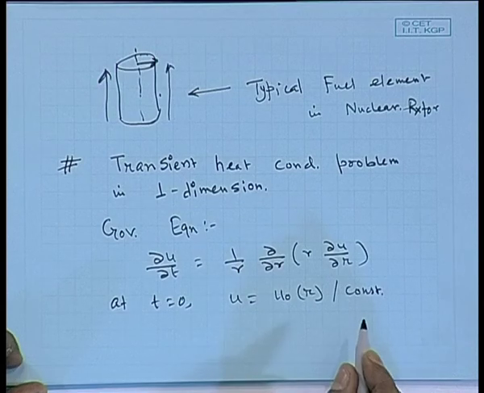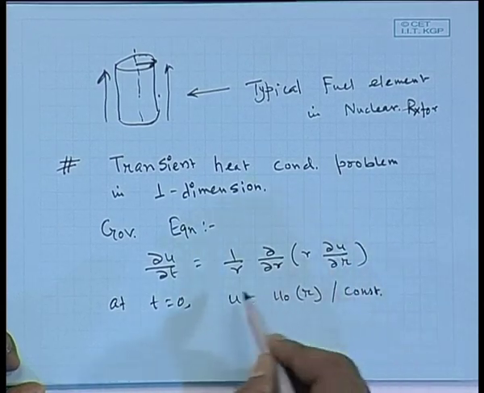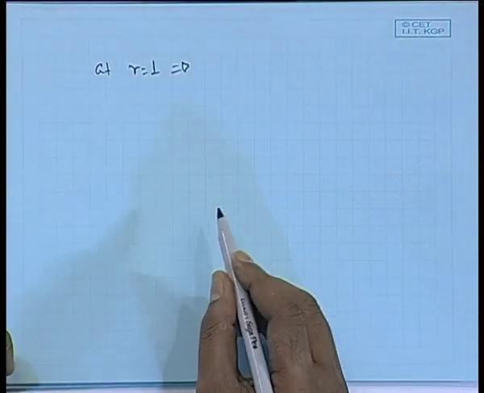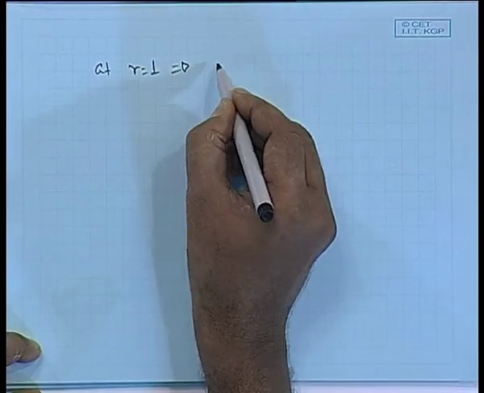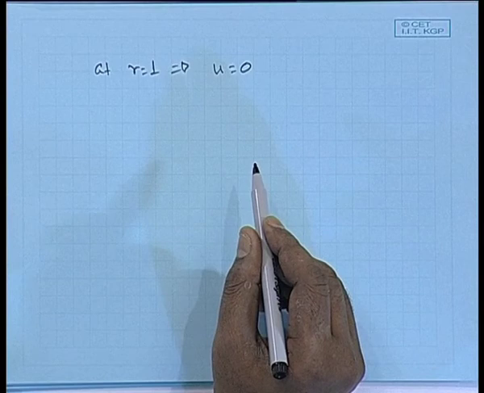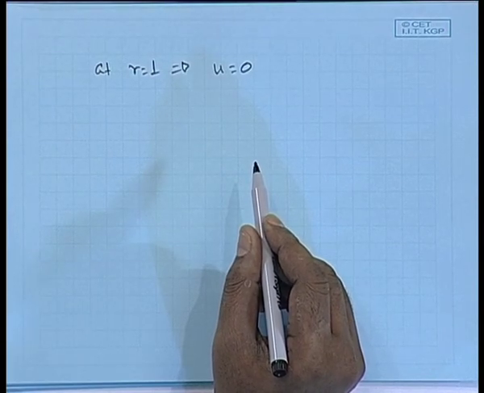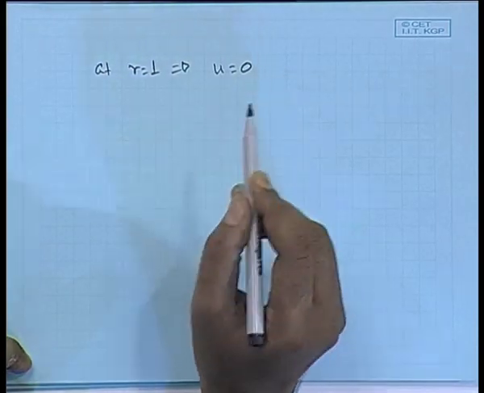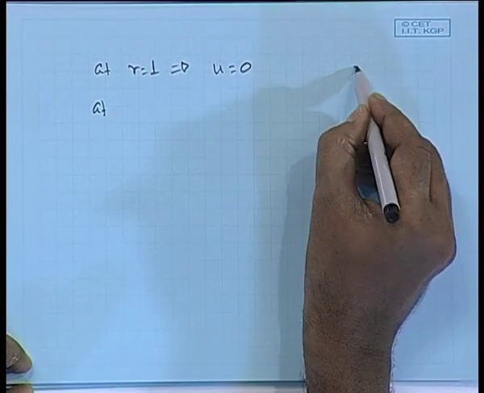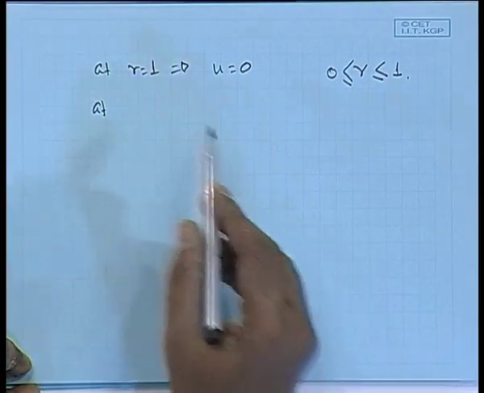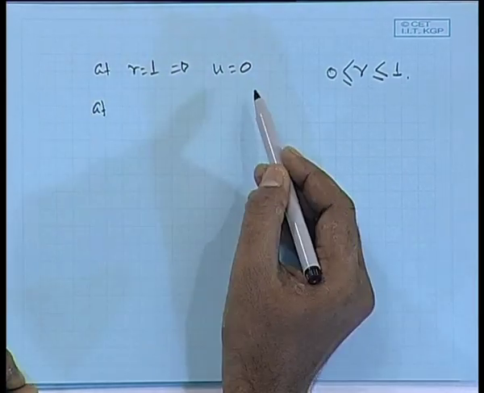The typical initial condition is at time t equal to 0, u is equal to some prescribed function of radius, a function of radial location, or it may be constant. Now, you require two boundary conditions on u to solve this problem. The typical first boundary condition will be at r equal to 1, that means at the surface, let us say u is equal to 0, that means at the surface T is equal to some prescribed temperature Ts. If you shift the temperature axis, let us say u is equal to T minus Ts, then that boundary condition becomes homogeneous. The domain of r is basically from 0 to 1. So, we define a boundary condition at r equal to 1, that is u is equal to 0.